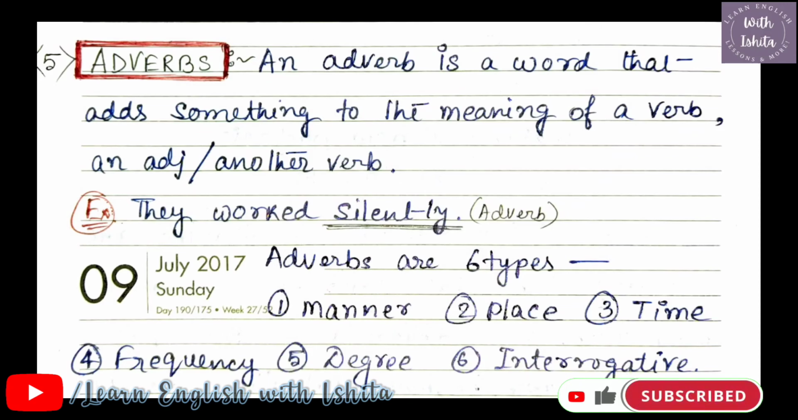There are six types of adverbs: adverb of manner, place, time, frequency, degree, and interrogative.